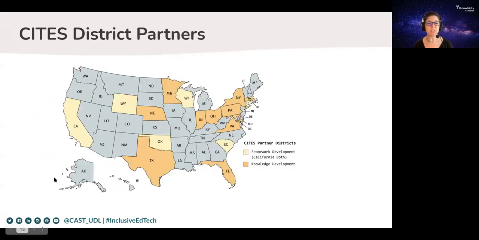And we want to mention it because you will notice this map we have of the site district partners. We have a map of the United States. There are several that are in yellow, and those are the framework development sites. So these are states that are coming together to actually create some documentation for districts and schools in terms of, what do we do first? What are our next steps, and what are some things we need to think about?